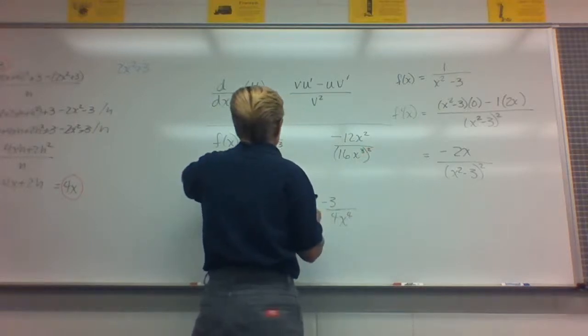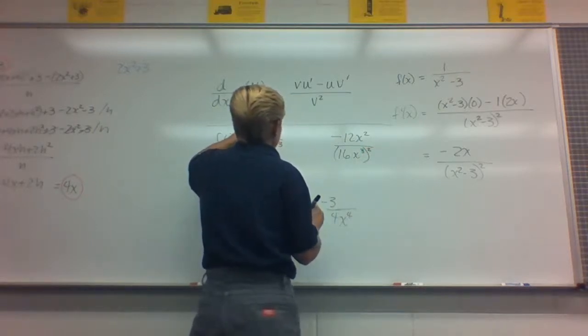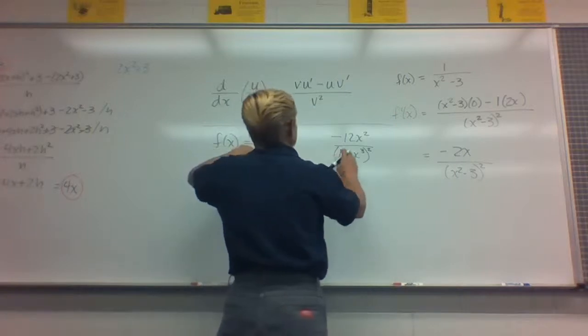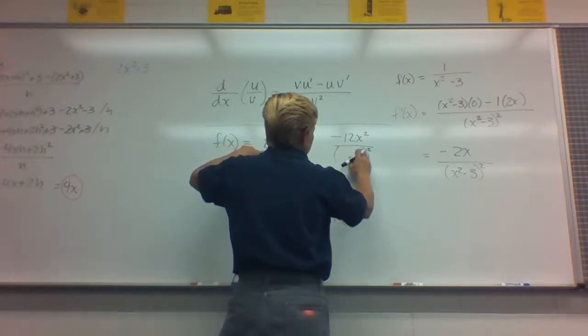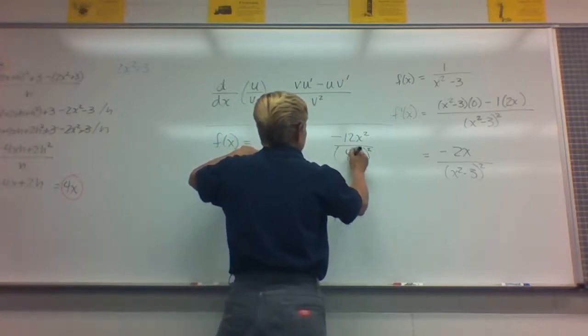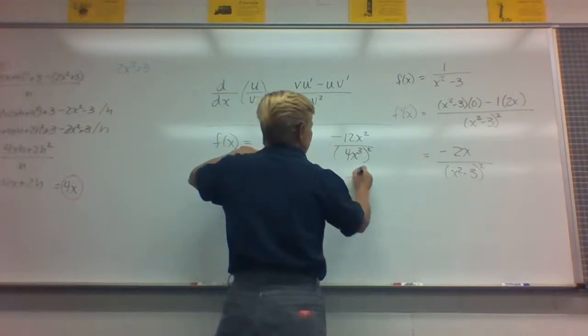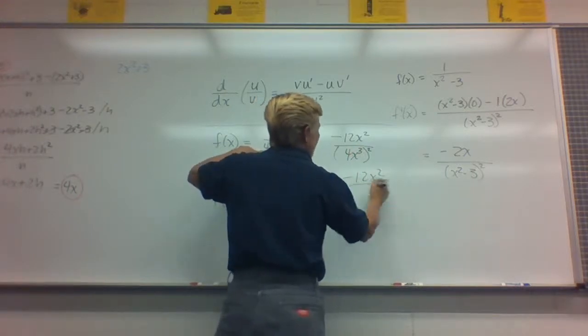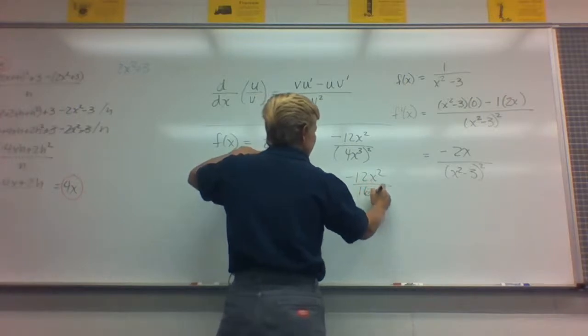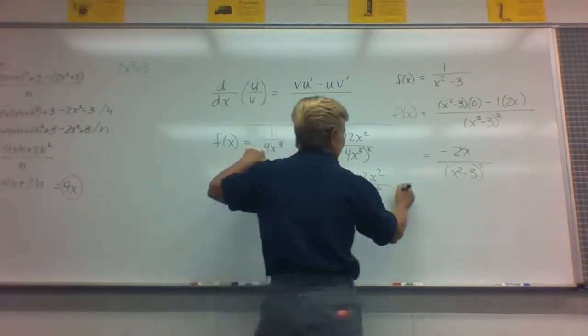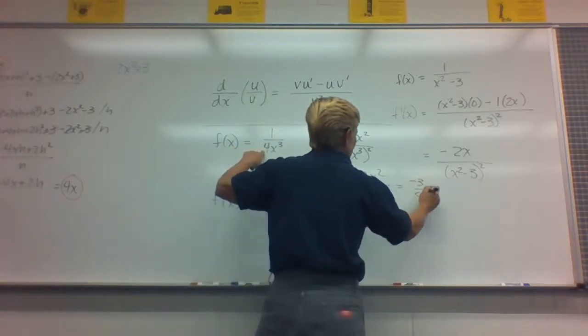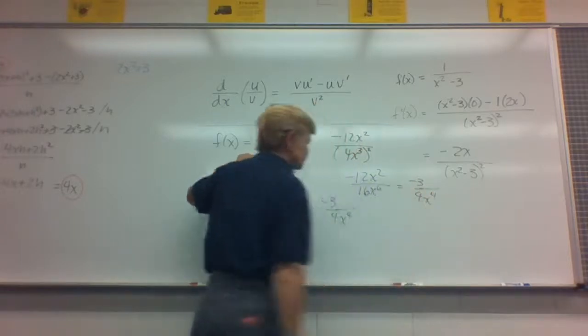So what happened? Bottom times the derivative of the top, minus top times the derivative of the bottom. I did the squaring; that was dumb. The bottom squared should be 4x cubed squared, which is 16x to the 6th. That gives you negative 12x squared over 16x to the 6th. Cancel what you can, and you get negative 3/4 over x to the 4th.